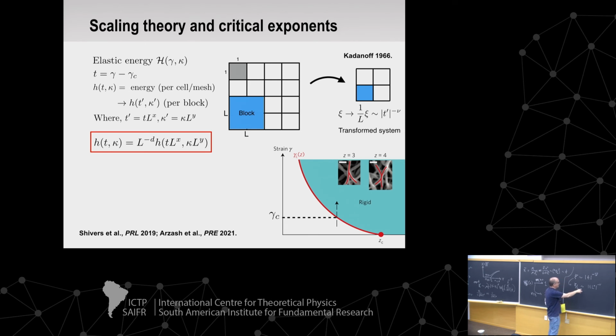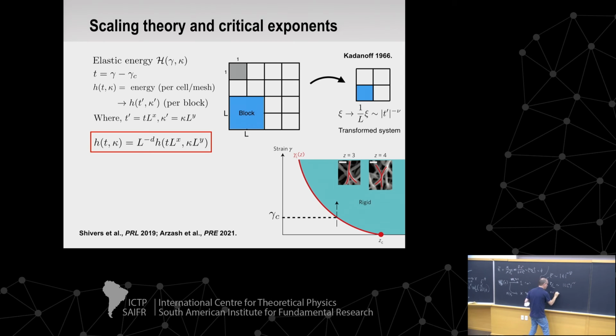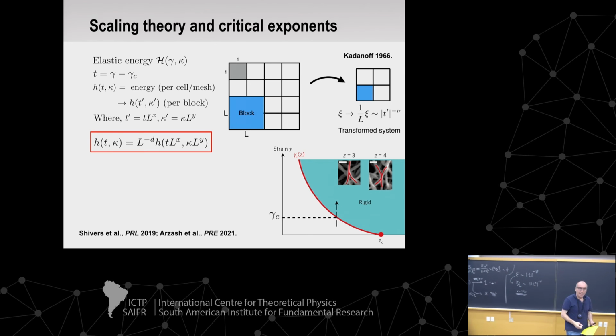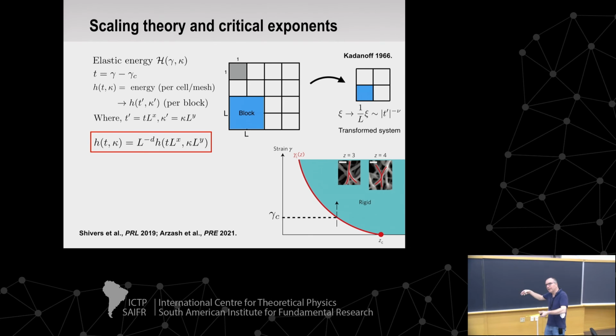And of course, the t to the minus nu is just that. So the only way this is going to make any sense is if x times nu is 1. So I can immediately identify one of those unknown exponents, x, there, as the correlation length exponent. And continue along these lines.